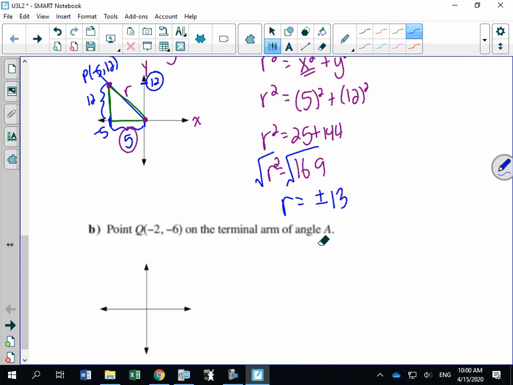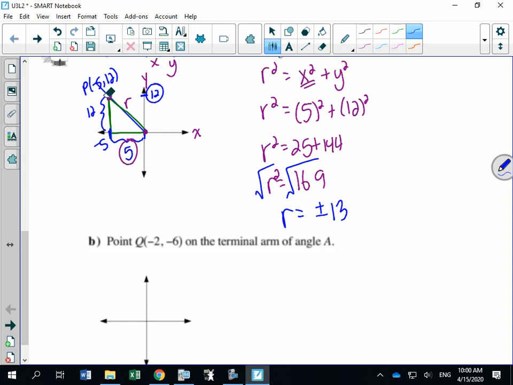However, one of these numbers doesn't make sense. You have to say to yourself, can you ever have a negative distance for radius? And the answer is no. Just like this -5, I said, well, the length of that side is actually 5. So when we're finding the radius, you don't actually have to say plus or minus 13. The radius of this is 13, because radius is always going to be a positive distance.